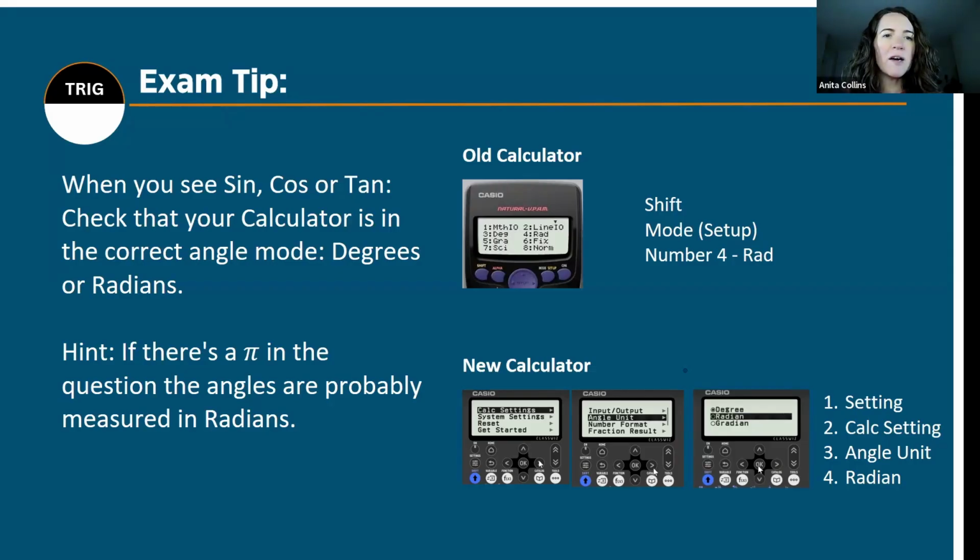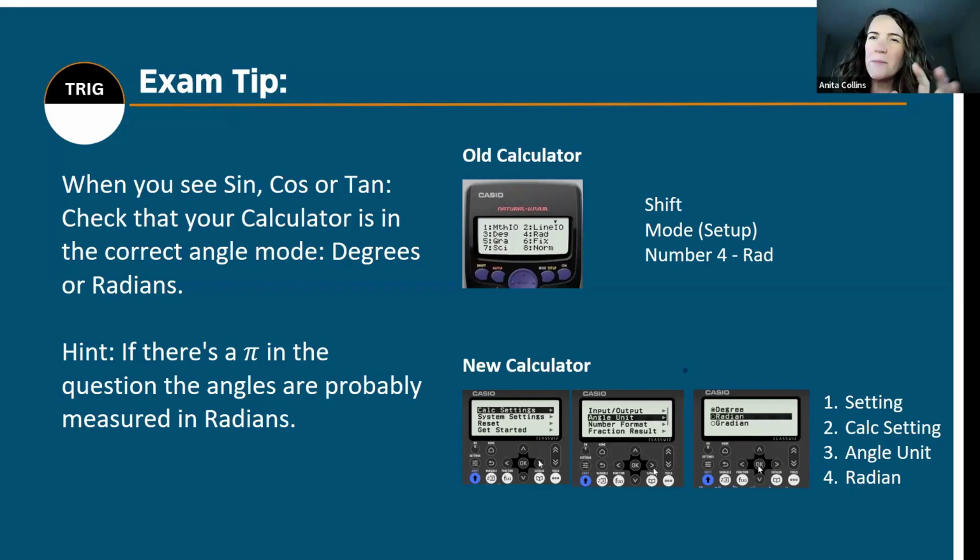If you see sine, cos or tan in any type of question in your exam paper, the first thing you need to do is make sure your calculator is in the correct mode, because there's most likely going to be a combination of questions in degrees and questions in radians in your calculator. So just get in the habit of always checking, because undoubtedly you'll have to switch between the two in your exam.